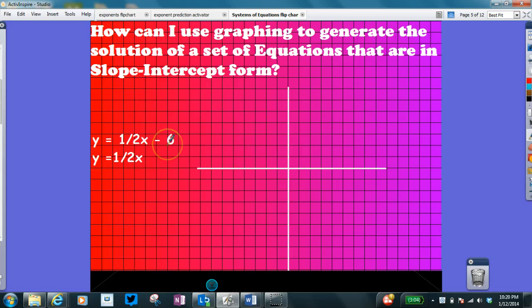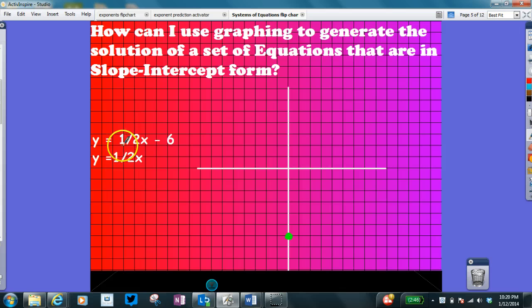Now, it has a fraction, but that's no big deal. So here, let's look at the first one. Again, we're not going to look at both of them as one big gigantic one. Let's just break it apart. We graph the first one first. Again, I look at my y-intercept. It's -6, so I can start here. Go down 1, 2, 3, 4, 5, 6. -6. And I know my slope is 1/2.